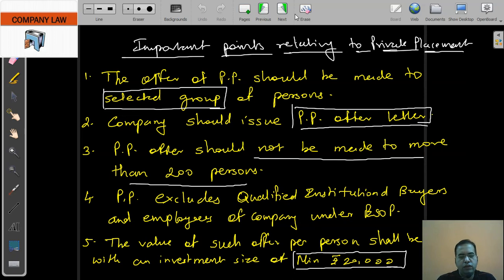So now you need to understand, if a company goes beyond 200 persons, then it is very clear under the explanation of section 42 that the offer will be considered a public offer, and all the provisions relating to a public offer will be made applicable to that particular offer. It excludes qualified institutional buyers and employees of the company. The value of such offer should be a minimum size of rupees 20,000.